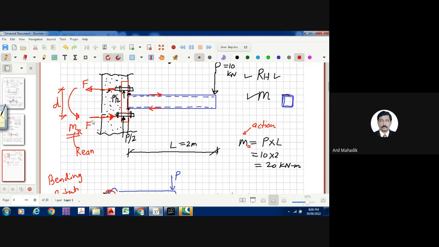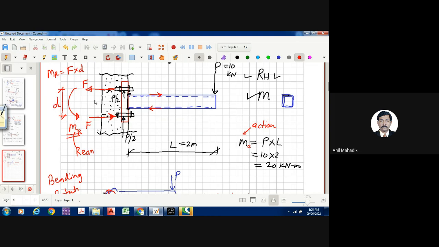This F in opposite direction with distance D. That means it forms a couple. So what will be the value of this moment? MR is equal to how much? F into D. So F into D will be the moment of resistance. So this value is resisting this moment.